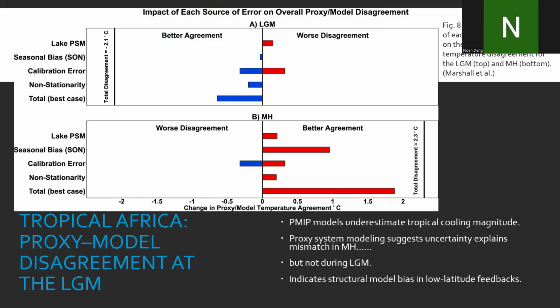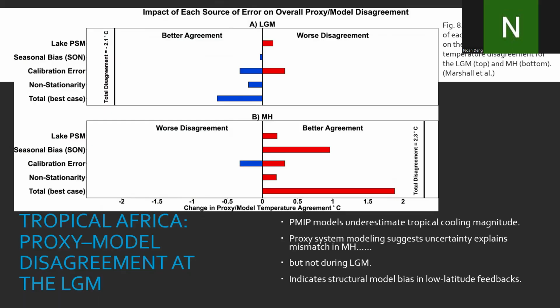This figure from Marshall et al.'s report shows that most of the changes in the total proxy model, less temperature disagreement, are biased towards worse disagreement for the LGM, while it's closer to better disagreement for the MH. Also, the net difference in the total best case difference is noticeably lower for the LGM, at minus 0.7 degrees Celsius, but 1.9 degrees for the MH.